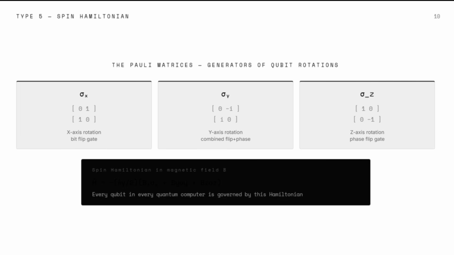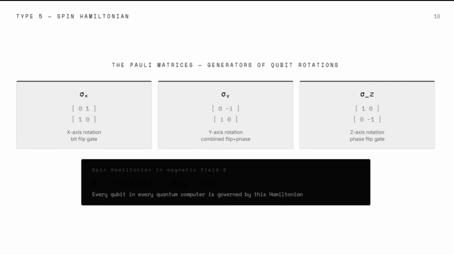Now here's the deepest insight. The formal solution to Schrödinger's equation is psi of t equals e to the power of negative i H hat t over h bar times psi of 0. This exponential of the Hamiltonian, called the time evolution operator U of t, takes your initial quantum state and propagates it forward in time. It is unitary, meaning it preserves total probability. The sum of all outcomes always equals 1.